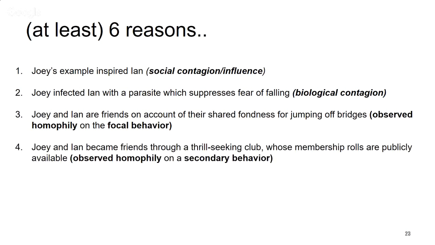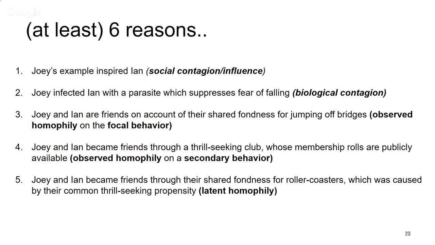The fourth reason could be that they met through what's called a thrill-seeking club, whose membership rolls are publicly available. So I can look at the membership records of the club and I know that these two people are lifetime members. And so they are prone to doing club activities like jumping off bridges. And so this is homophily, but on a secondary behavior. The fifth example could be that Joey and Ian became friends because of their shared fondness for roller coasters. So again, they met at a theme park because they have this inner drive for thrill seeking. And now this is what's called latent homophily, because you don't really see the inner drive, but this is what's really influencing their outward behavior.